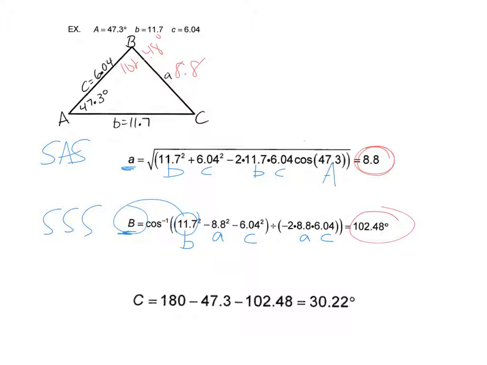And then our last angle is angle C, subtracting from 180, and we get angle C is 30.22 degrees.